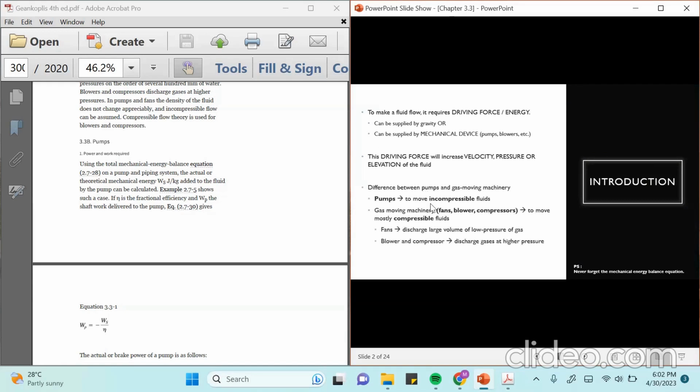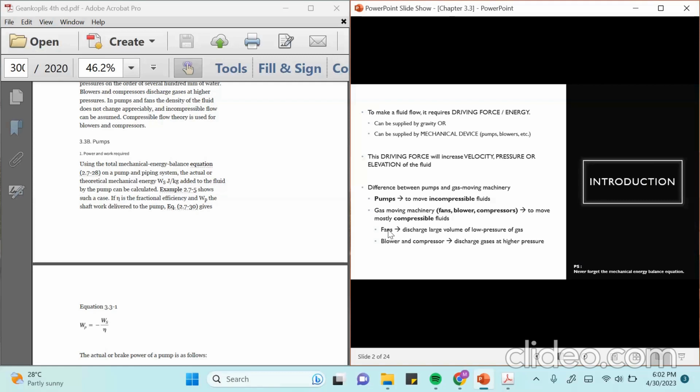Okay, so in this part, we will discuss pumps and gas moving machinery. What is the difference between the two? For the pumps, it's actually to move incompressible fluid such as liquid. So pumps refer to a machine or a mechanical device to move liquid, while gas moving machinery, sometimes we know it as fans, blowers, or compressors, is actually to move mostly compressible fluid such as gas.